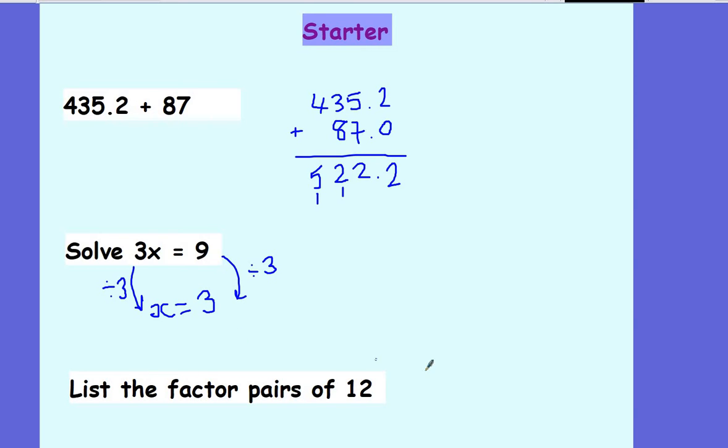And then the factor pairs of 12, a nice easy one. 1 times 12 gives me 12, so 1 and 12. I could also have 2 times 6. I could also have 3 times 4. So my factors of 12 are 1, 2, 3, 4, 6 and 12. Notice how I've written these out, starting with 1, 2 and 3 to make sure I don't miss any. And we're going to use this again today in our lesson.